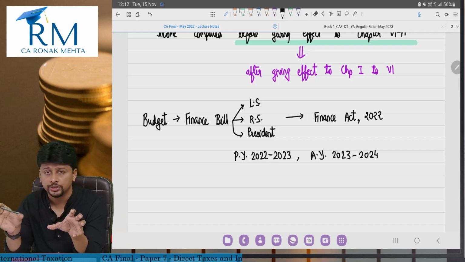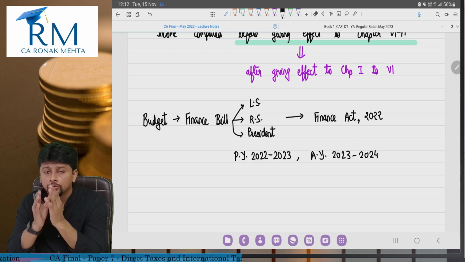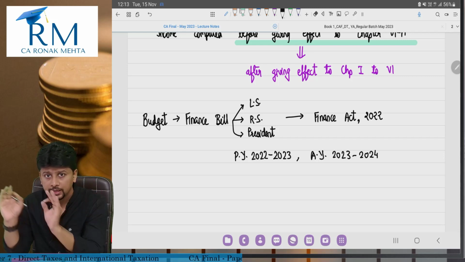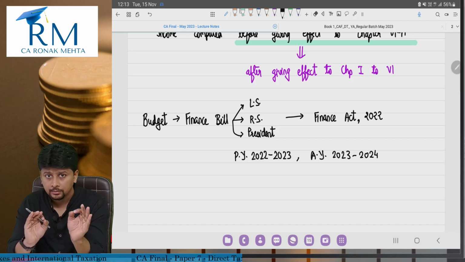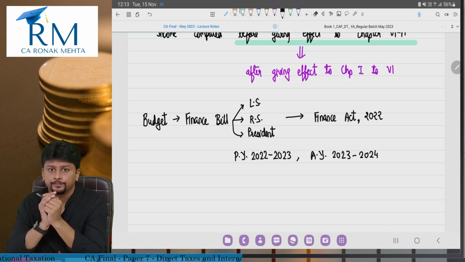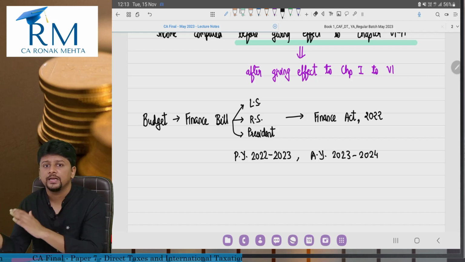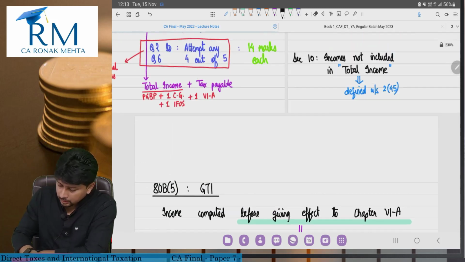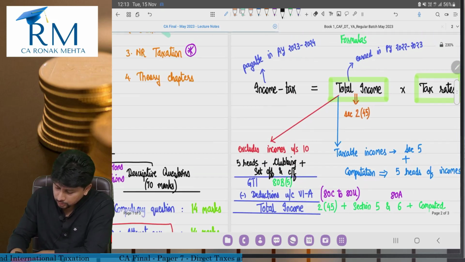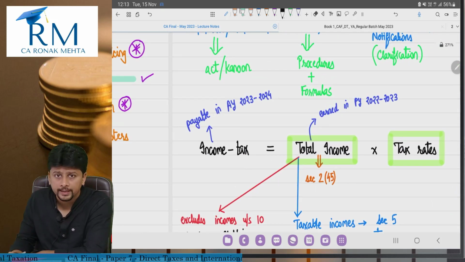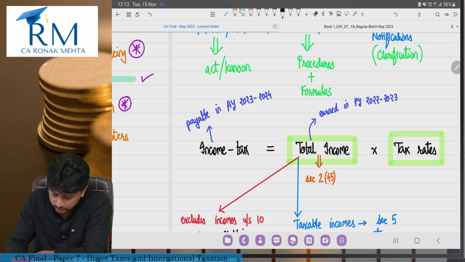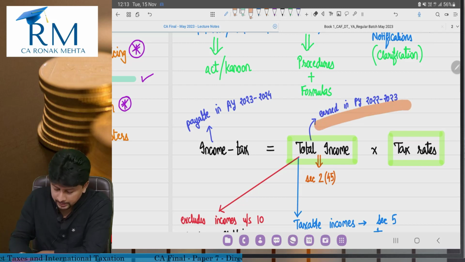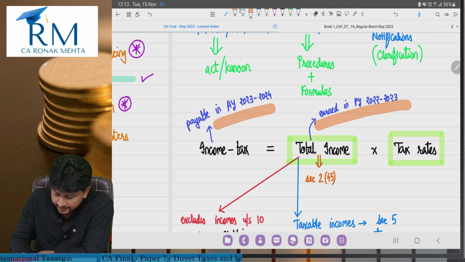This is the combination that you are going to study. So the question that you will be asked will be: a person is earning income in the year 22-23. What is the tax payable in 23-24? See, income, total income earned in 22-23. I am talking about this part. Total income earned in 22-23. Income tax payable in 23-24.